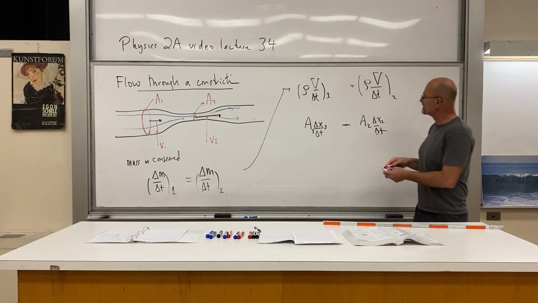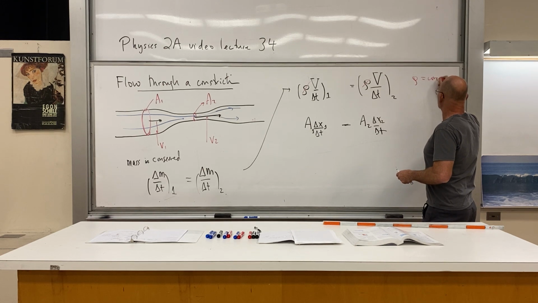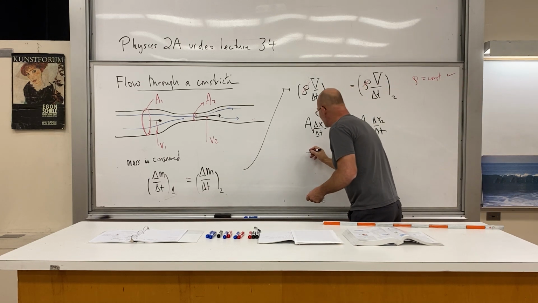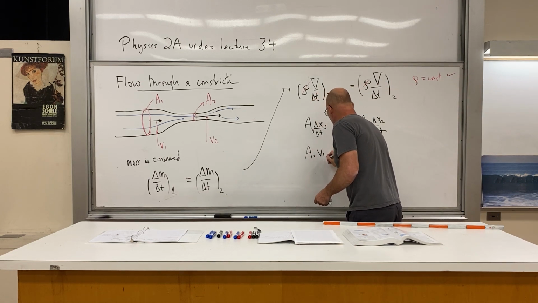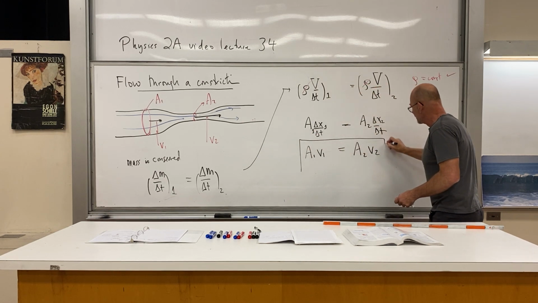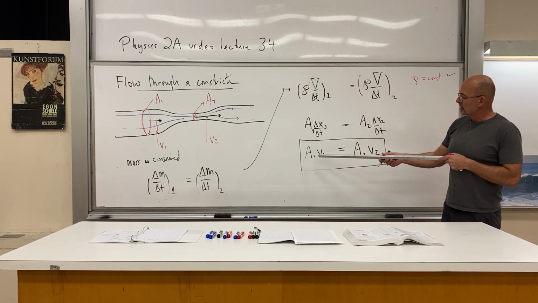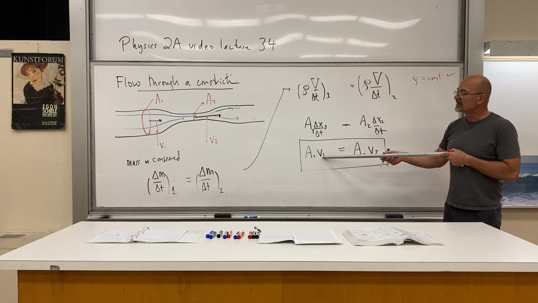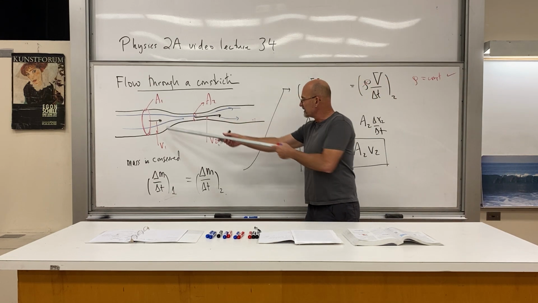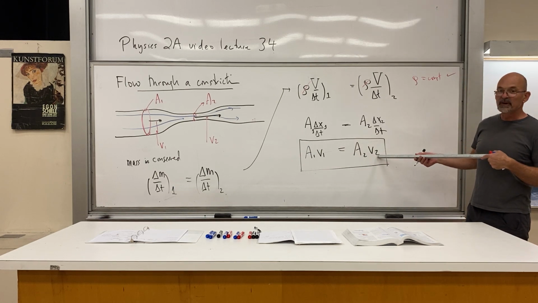Okay. So I canceled the density, because density is constant. And now what do I have here? I have A sub 1, v sub 1 is equal to A sub 2, v sub 2. So something like that had to be expected, and it's a pretty simple relation. So the cross-sectional area times the speed of the flow is conserved. Over here on the left, area is larger, the speed is smaller. Over here on the right, the area is smaller, the speed is greater.